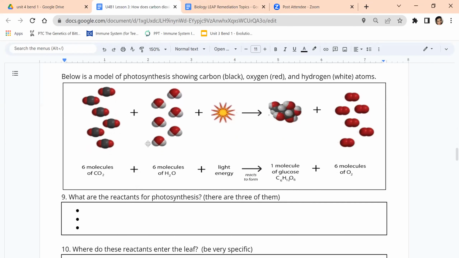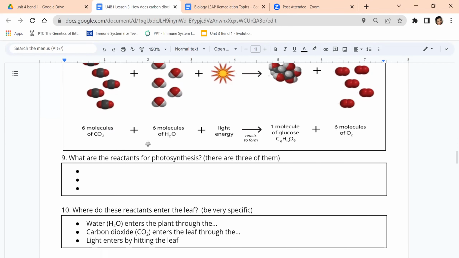So let's write the reactants for photosynthesis. And so there are 3 reactants. So carbon dioxide combines with water and sunlight. Okay, and so those are our reactants. Those 3 things come together.